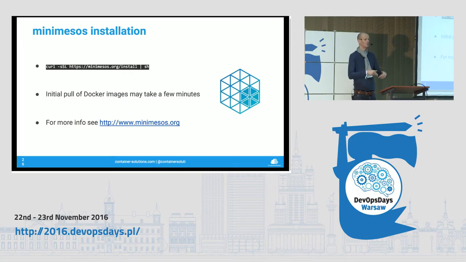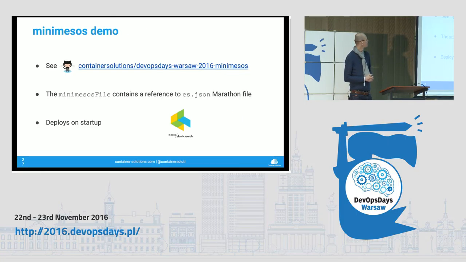Okay. Also, if you want to install Mini Mesos, we have a shell script that will put the Mini Mesos CLI in your home dir. When you first run it, initially it pulls in some images, so this might take a few minutes. But afterwards, it's pretty fast.